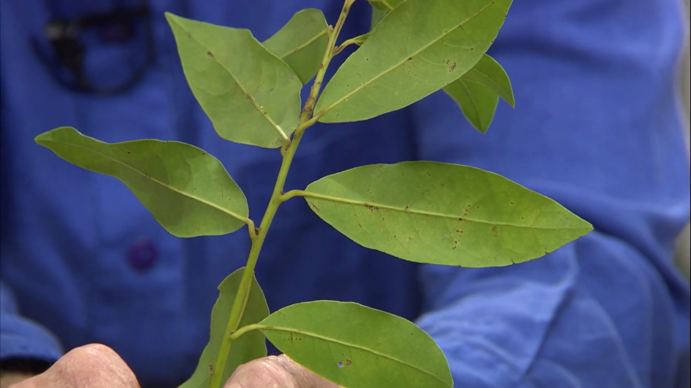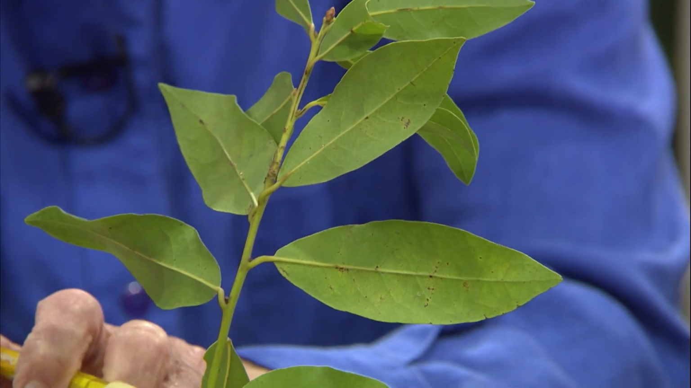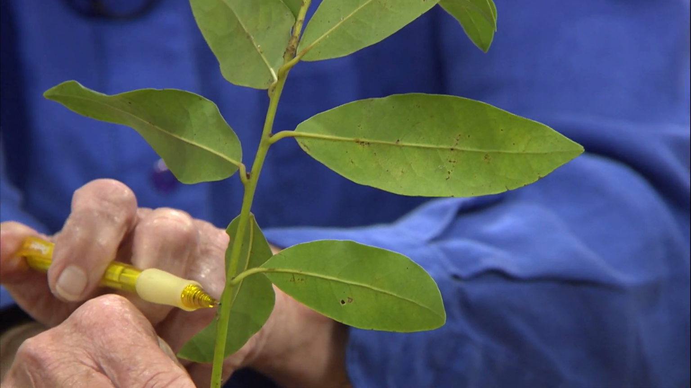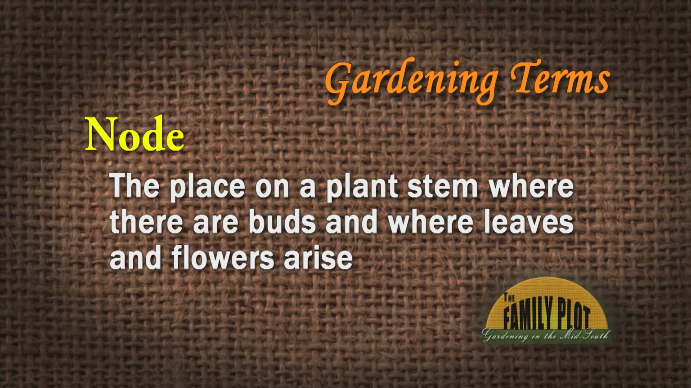Right here, this is a bay leaf. You know, the herb, that's the bay leaf we buy in the grocery store. But a node is a little bit of a bump on the stem. See the little bumps? Those are called nodes, and it's the place where the buds are, and the buds can be a leaf bud or they can be a flower bud. So it's the little bump on the stem where leaves or flowers arise.